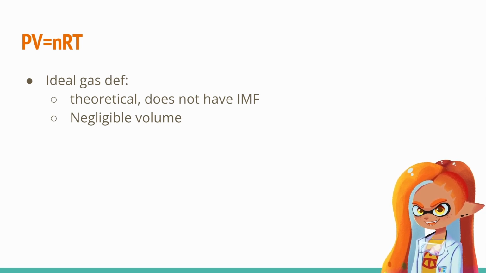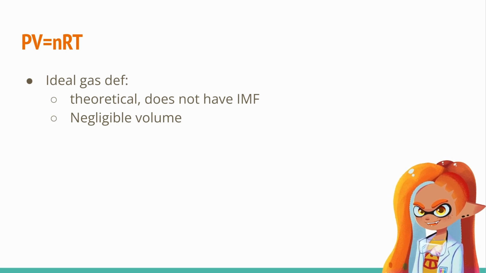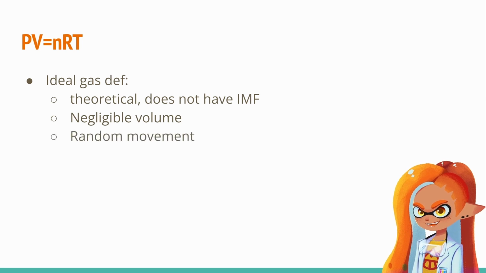Now, gases, depending on what type of gas they are, will take up actual space. So you know that molecules have a certain amount of radii for their atoms, and so the molecules will take a certain amount of space. But for ideal gases, we pretend that they're just a dot. They don't take up any space that is important for this definition. And we also assume they have random movement.